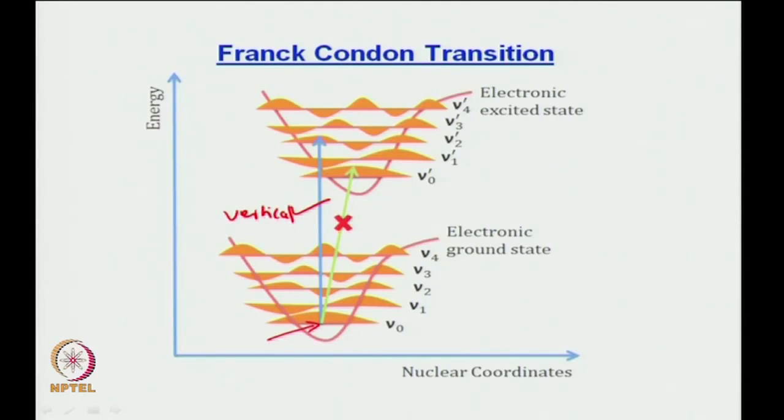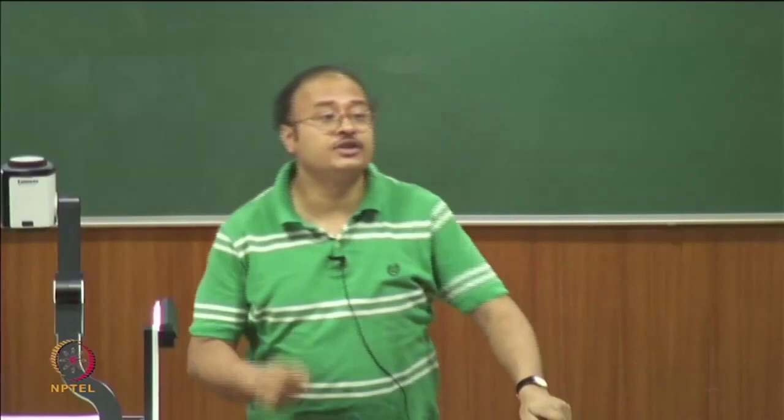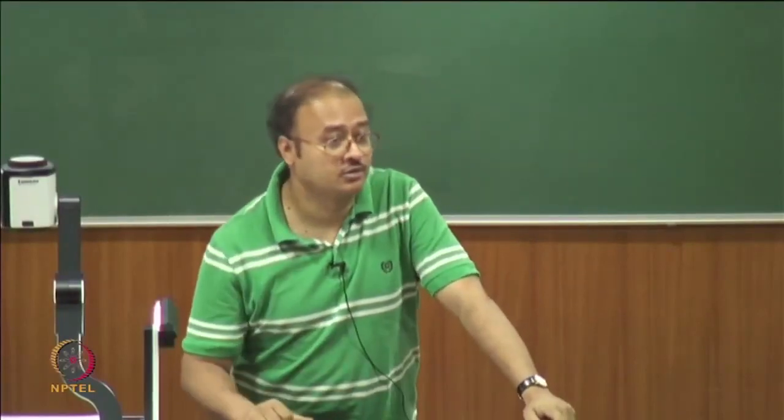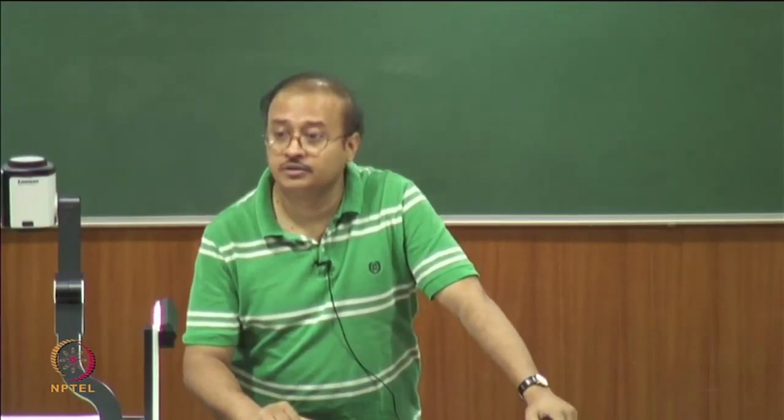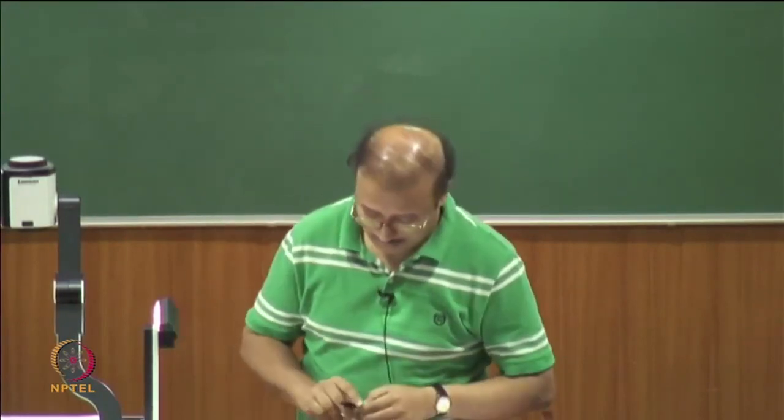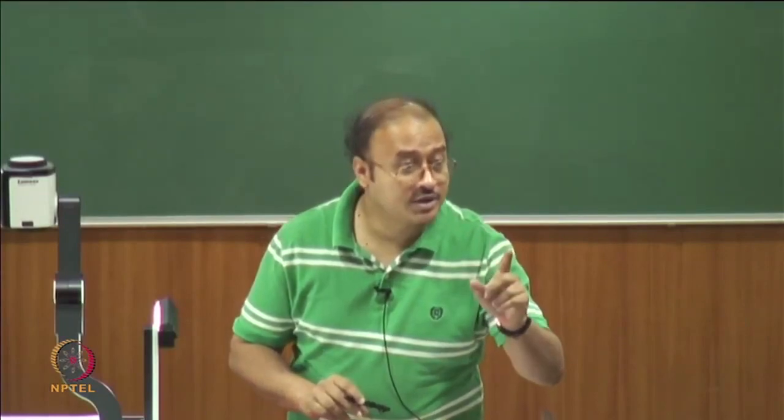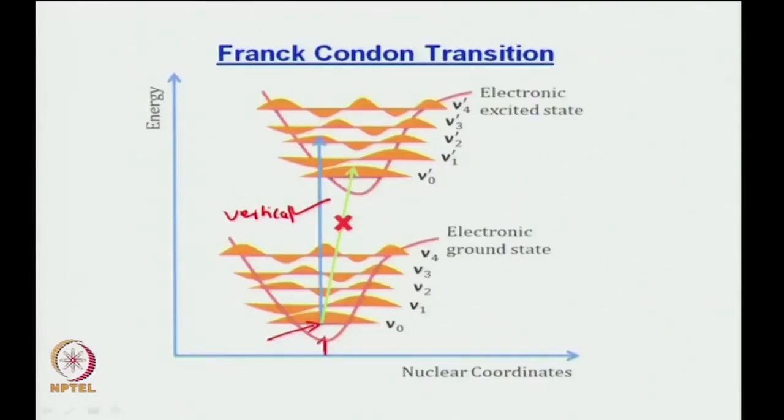Now, when you look at the excited electronic state, is it the same or different from that of the ground state? In what way is it different? Tell me the most obvious way it is different. What has happened? The nuclear coordinate has changed. That means, if this is your R equilibrium for the ground state, hasn't the R equilibrium for the excited state changed?